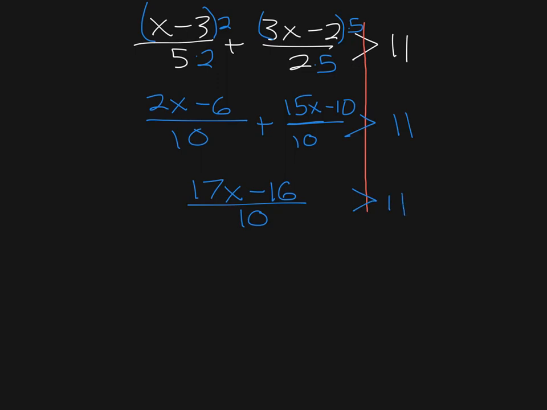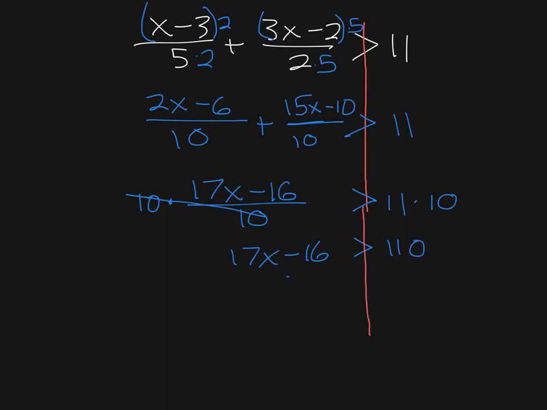Now, to continue solving this, I'm going to need to get rid of this denominator. Since this says divided by 10, I'm going to multiply both sides by 10. Now, these 10s cancel out because we used our inverse operation. So we now have 17x minus 16 is greater than 110. The inequality didn't change because we just multiplied by a positive number.